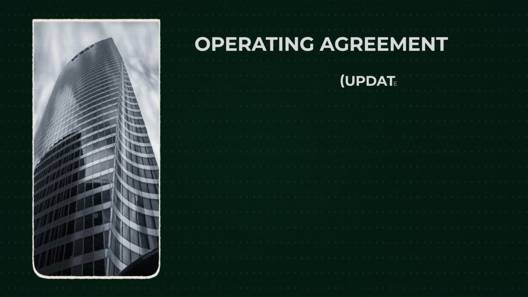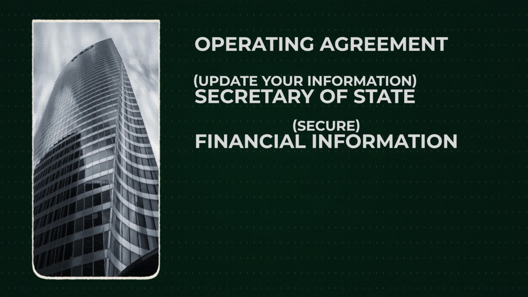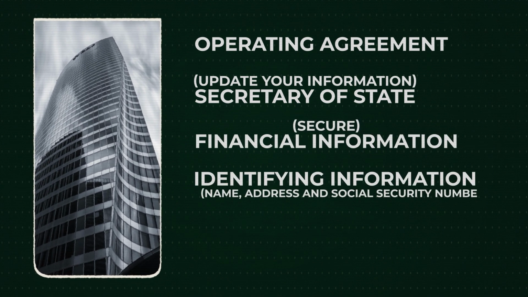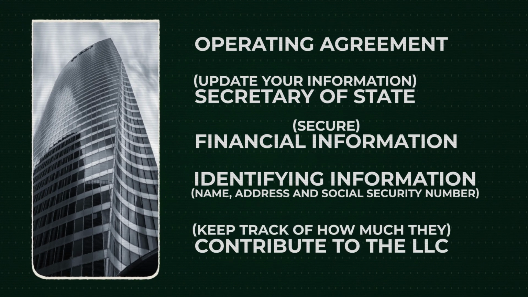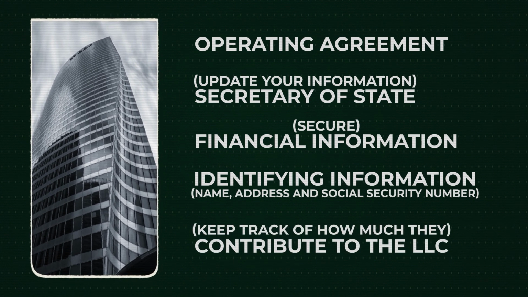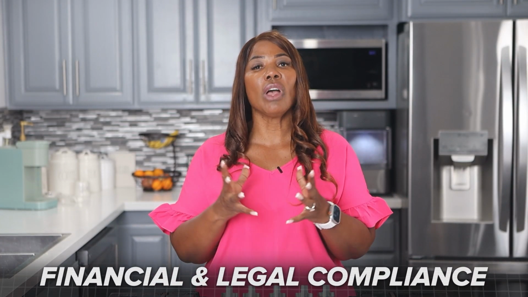That is why it's so important that you follow all 7 of those steps when you're adding a member to your LLC, making sure you look at your operating agreement, making sure you update your information with the Secretary of State, making sure you secure all of their identifying information in terms of their name, address, and social security number, making sure that you keep track of how much they contribute to the LLC and how much they have taken out of the LLC, so that you can be able to get your taxes done on time, be in financial and legal compliance, and keep your business running so you continue to put cash in your pocket and grow your business.